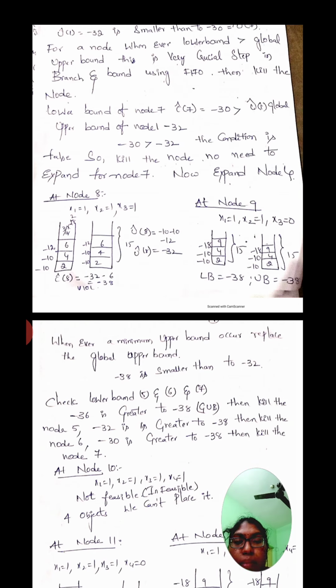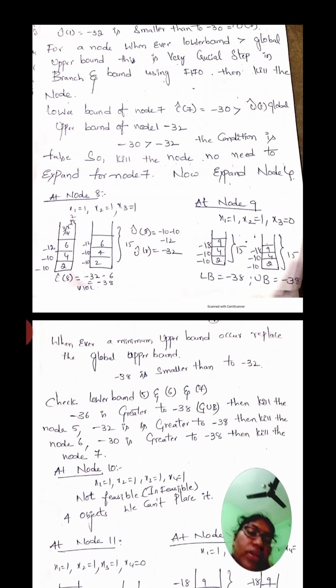Look at the condition. Minus 36 is greater than minus 38, then kill the node 5. Okay, next listen. Minus 32 is greater than minus 38, then kill the node 6. And then minus 30 is greater than minus 38, then kill the node 7.